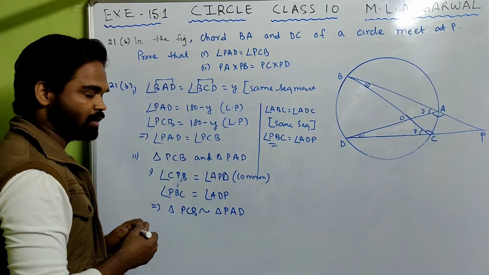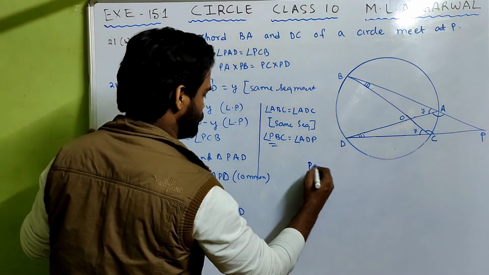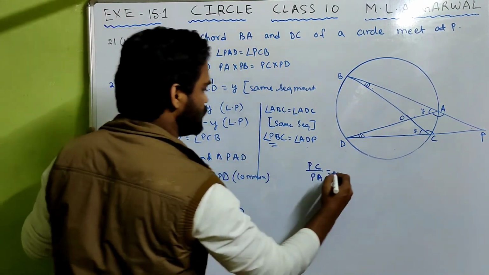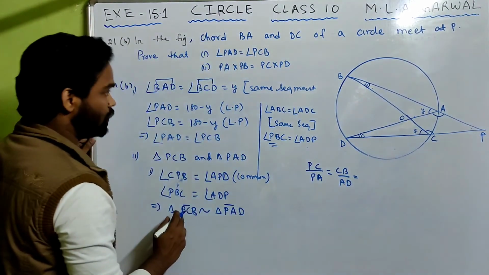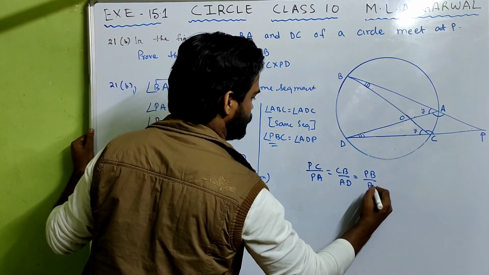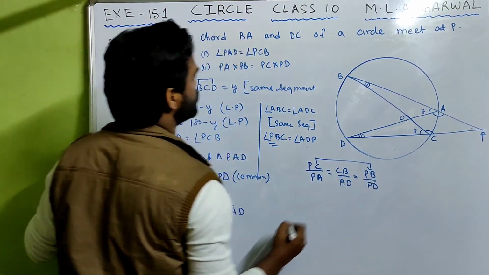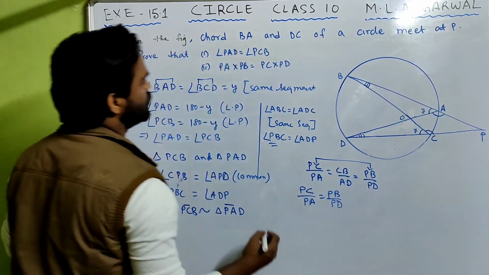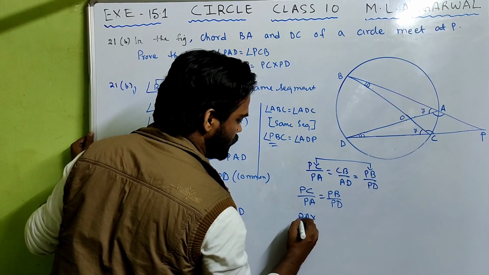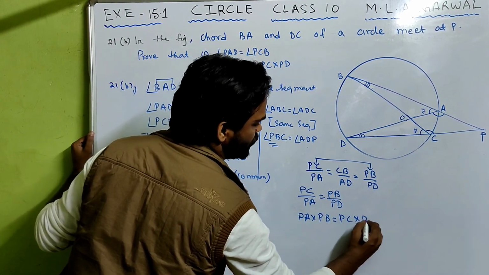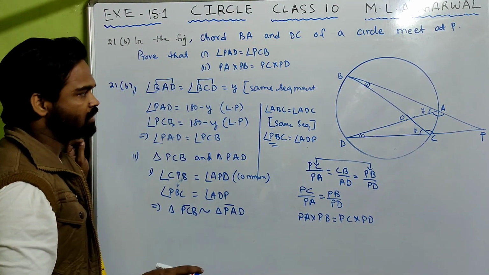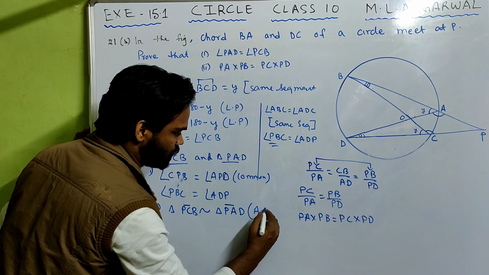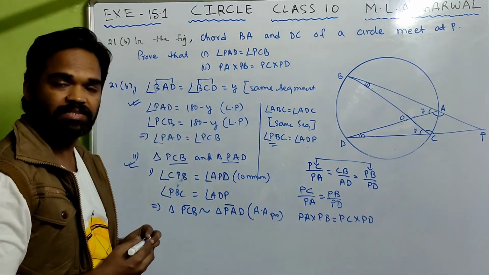Now, if these two triangles are similar, the corresponding sides are proportional, which means PC by PA is equal to CB by AD is equal to PB by PD, isn't it? Take these two, the first and the last one. So PC by PA is equal to PB by PD. So we can say PA multiplied by PB will be equal to PC multiplied by PD. That's proved. Very easy. We just needed to prove that these two triangles were similar. Angle property. So this was the last sum from the text.